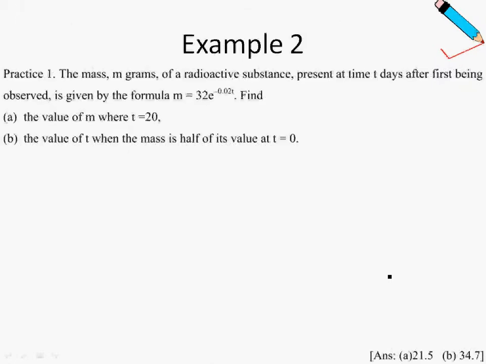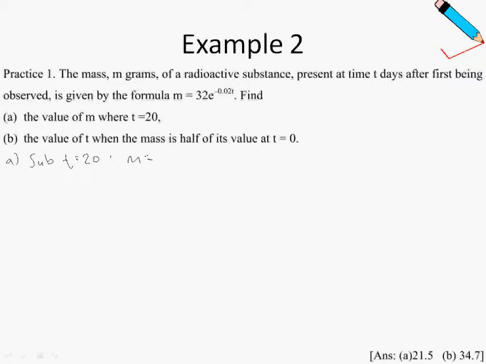Move on. In example number 2, the mass of any radioactive substance present at time t days after first being observed is given by this formula that you see here. Find the value of m where t is 20. The first part is rather easy. We will just sub t equals 20 into the given equation.